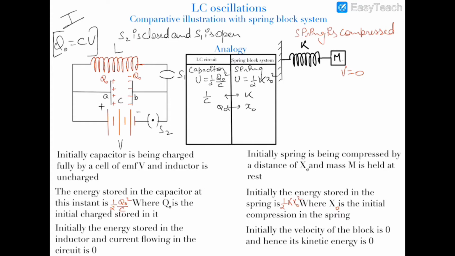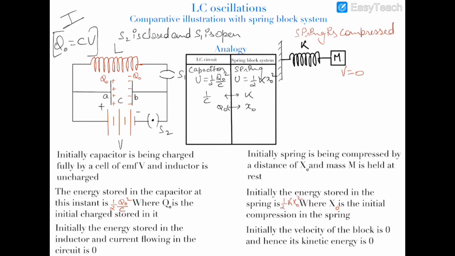Okay, so the initial energy which is given to this capacitor is being stored in form of electrostatic potential energy, we all know, and this initial energy which is given to this spring is being stored in the spring potential energy. Now this Q naught is the maximum charge here and x naught is the maximum compression here. Now initially this inductor is uncharged and this mass does not have any kinetic energy.